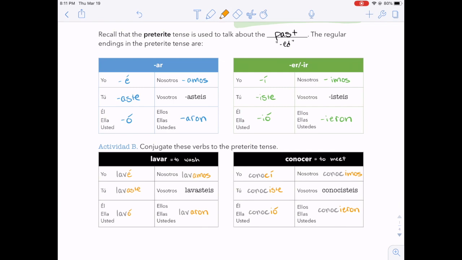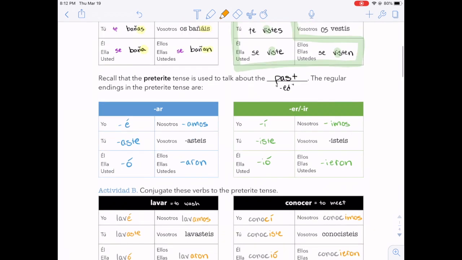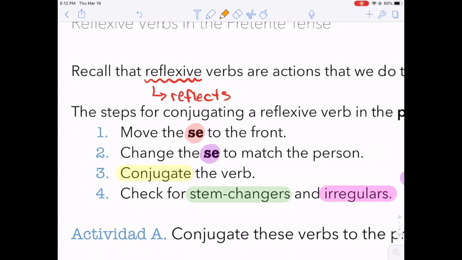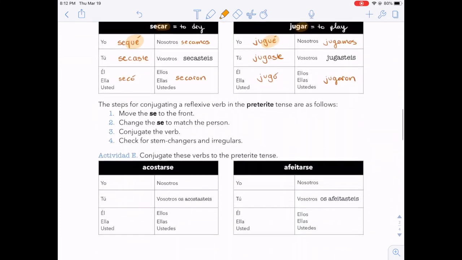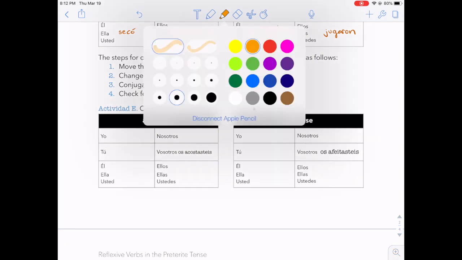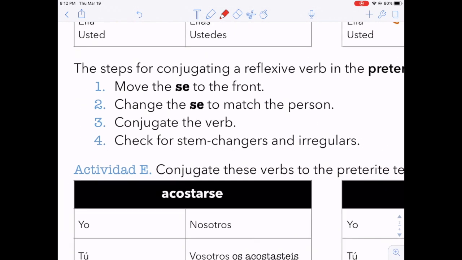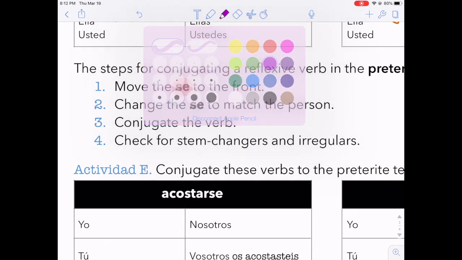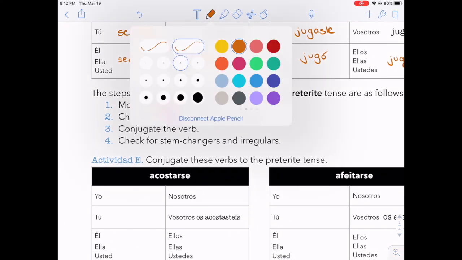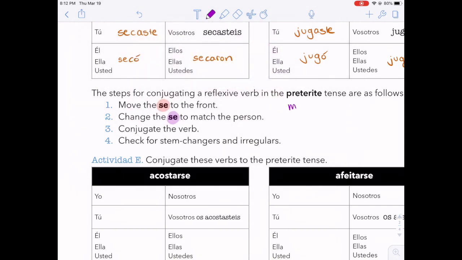Now that we've reviewed how to conjugate verbs in the preterite tense and how to conjugate reflexive verbs, we're going to put those two branches of knowledge together and conjugate reflexive verbs in the preterite tense. Fortunately, the steps are the same. We are going to conjugate our reflexive verb in the preterite by moving the se to the front, changing it to match the person, our subject, that is, and our reflexive pronouns are me, te, se, nos, os, and se.